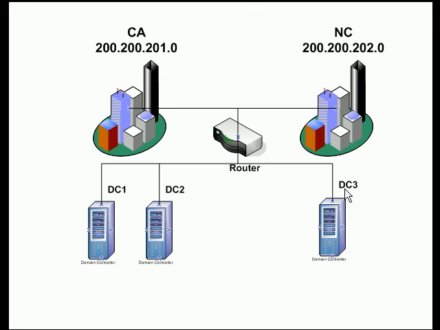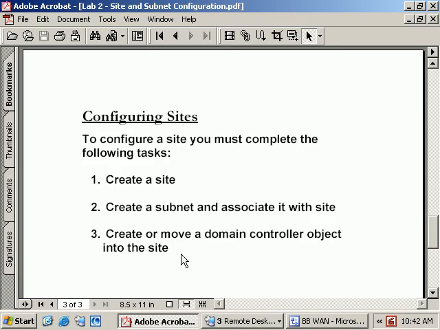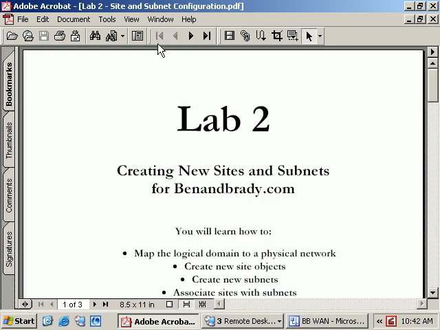We will basically define that when DC3 replicates with DC1 and DC2, we have to make sure that there are more efficiencies built into that. So going back to our notes, I think we've accomplished all the objectives of this particular video. We created a site, we created a subnet associated with the site, and then we made sure that our domain controller objects are in the right site.